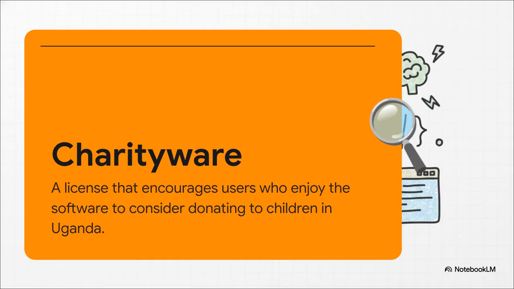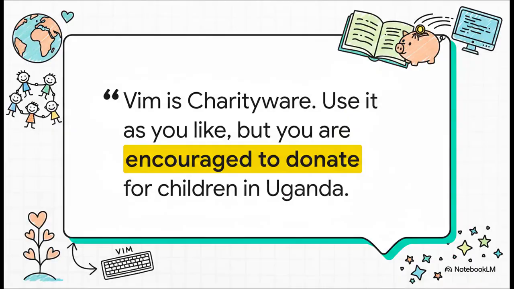See, he distributed Vim using a special license model that he actually created called Charityware. Now, the software is totally free and open source. You can use it, share it, tweak it, whatever you want. But there's this little request, a gentle nudge built right into the license. And this is literally the text you'll find inside Vim's documentation. It's so simple and so direct. The basic idea is, hey, if you find this tool useful, maybe think about helping someone else. Specifically, Bram dedicated the whole project to helping support needy children in Uganda.